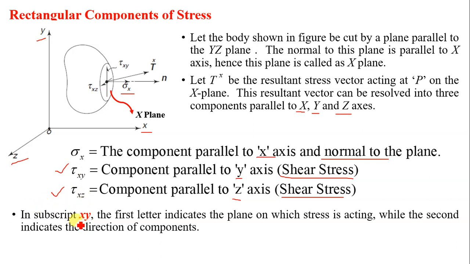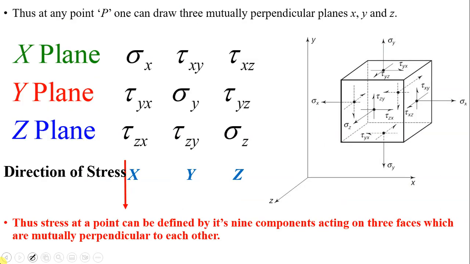Now here the subscript xy, xz, what does it indicate? The first letter indicates the plane on which the stress is acting. So both these stresses are acting on x plane. Hence the first subscript is x. While the second indicates the direction of the component. So tau xy, the second subscript is y. It means that this stress is acting in y direction. See, this is the stress tau xy acting on x plane in y direction, and tau xz acting on x plane in z direction. So in this way, rectangular components of a stress can be studied.